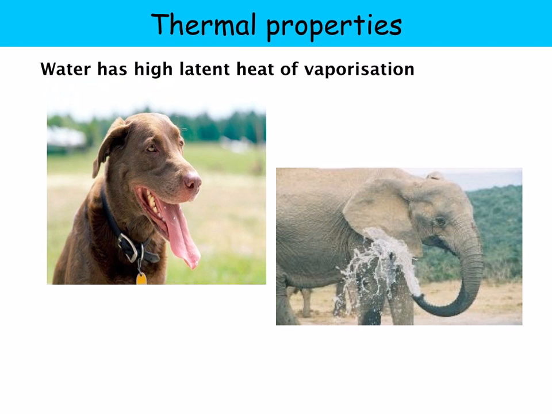Water has a high latent heat of vaporization. This just means that when water evaporates, it uses energy, and this results in cooling. For example, when the water evaporates off a dog's tongue, the blood flowing through the tongue will be able to cool down, since energy is used in the evaporation of the water from the surface of the tongue.